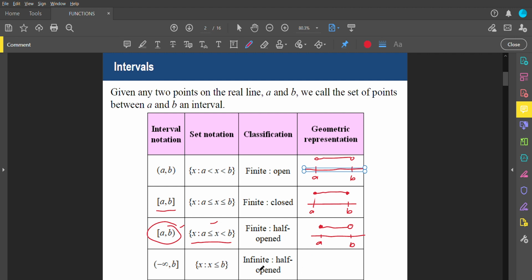And finally, we have infinite half open. In this case, we have negative infinity to B, and there are also cases where we have, for example, A until infinity. So we are always going to use the open notation that we have here with the infinity or negative infinity. One way to represent it is by using geometric representation. We have only B here, but if you wish to draw A, it should be okay, because we are going to consider every single point below B. So here B is included, so we have a filled circle, and then it goes for every single number below B.